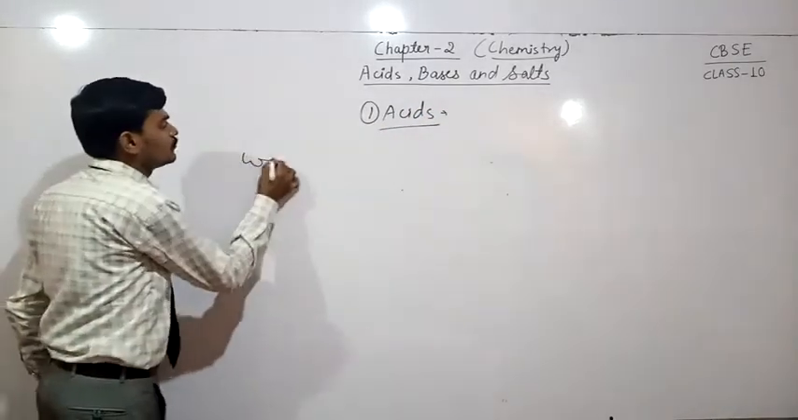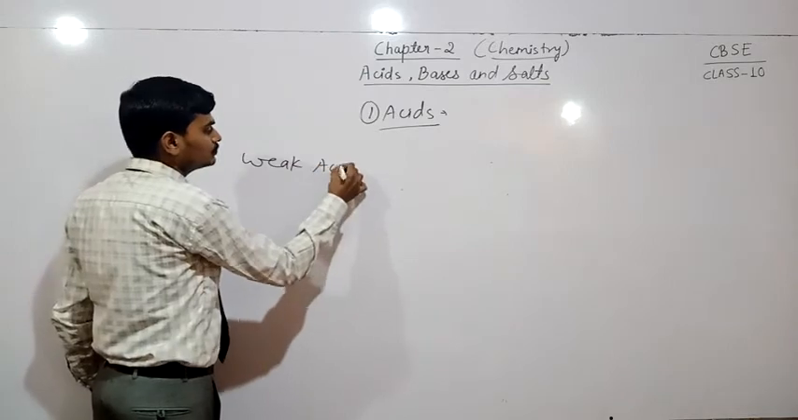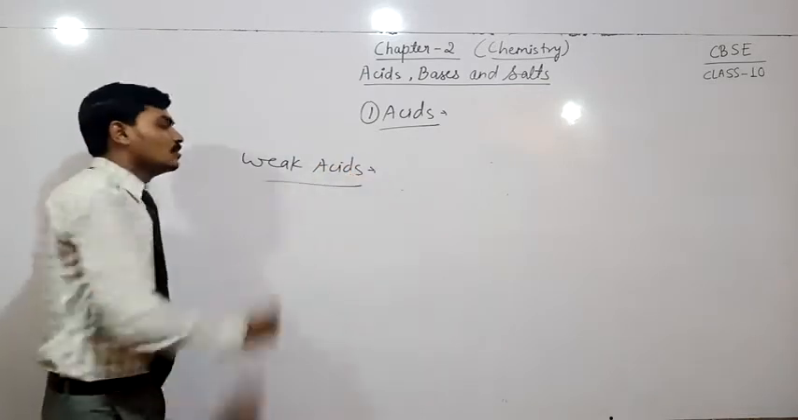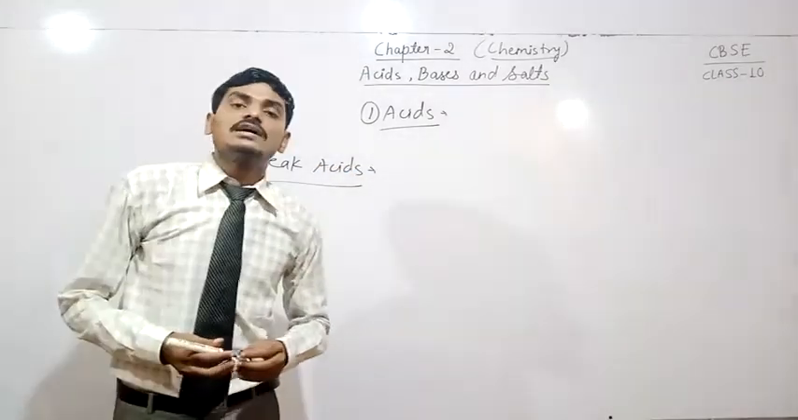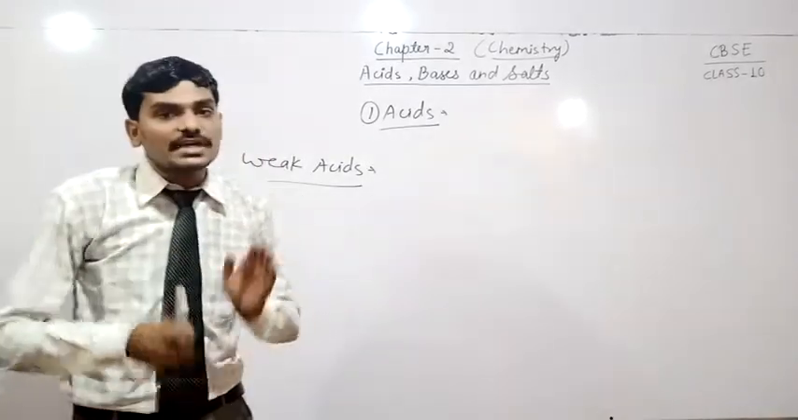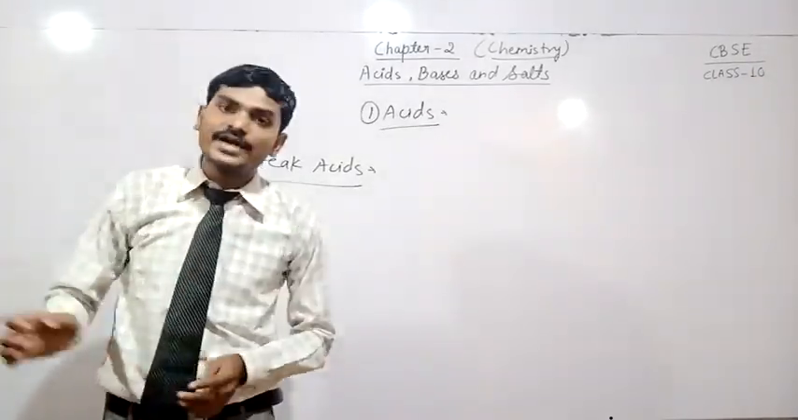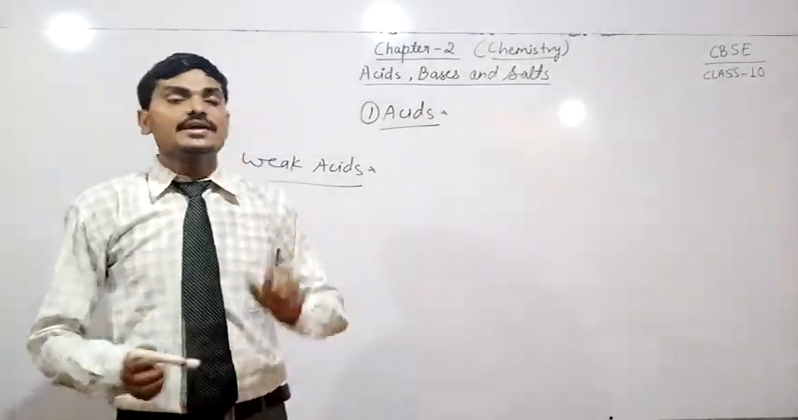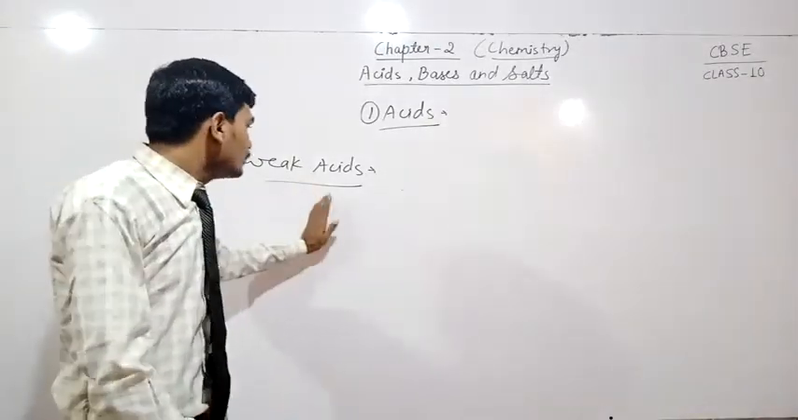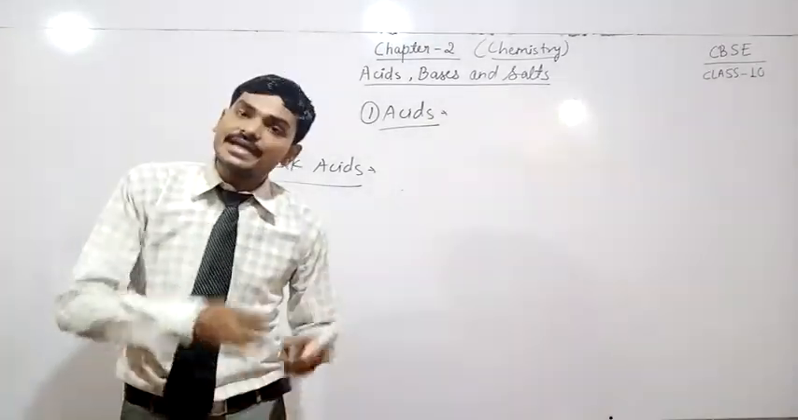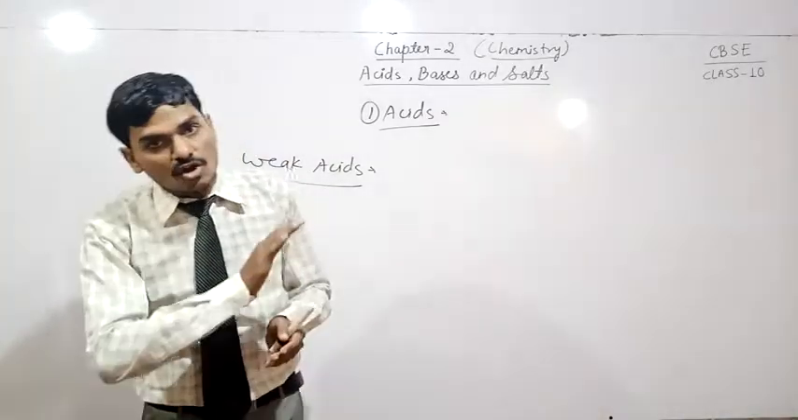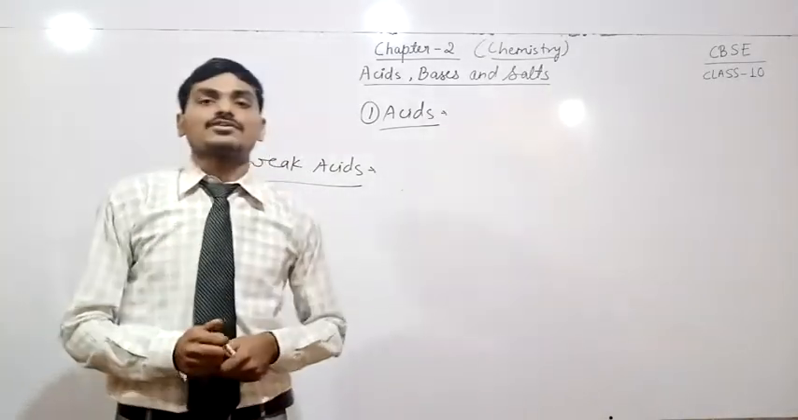What is a weak acid? What are the weak acids? The acid which does not completely ionize in the aqueous solution is known as a weak acid. That is, any acid which does not completely ionize in aqueous solution.